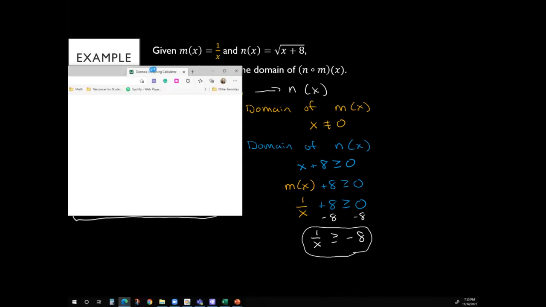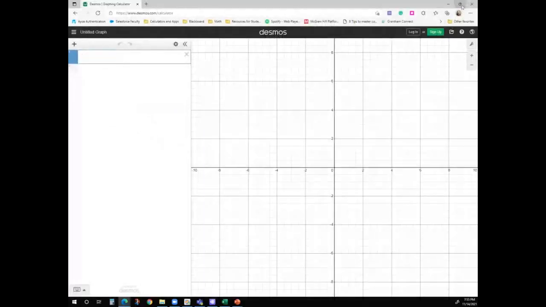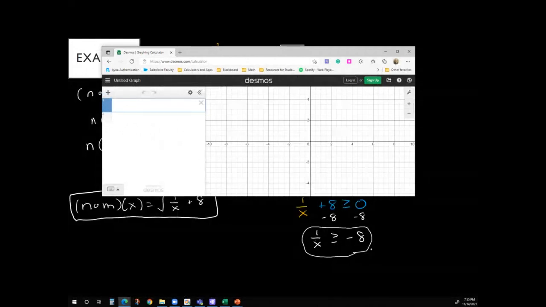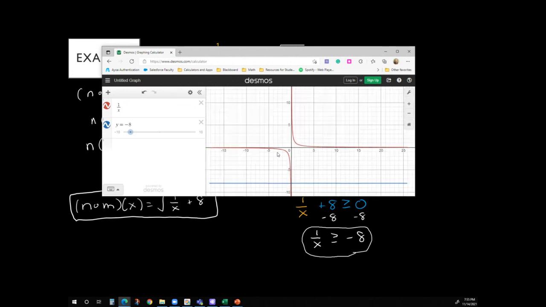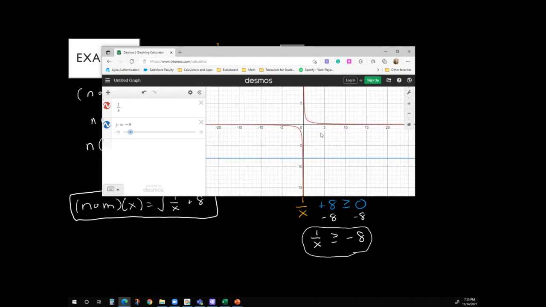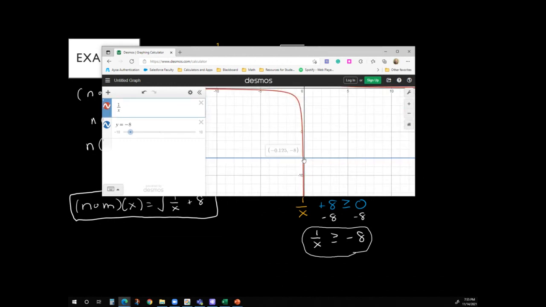Okay, so I've got Desmos. In order to solve something like this with what you know so far, we're going to put in the left side and the right side. So the left side is 1 over x, and the right side is negative 8. And I have to put in y equals negative 8. So I'm going to zoom out. We've got two functions here. And this is saying where is 1 over x greater than or equal to negative 8. So it is above negative 8. Basically, we've got an intersection point right here.